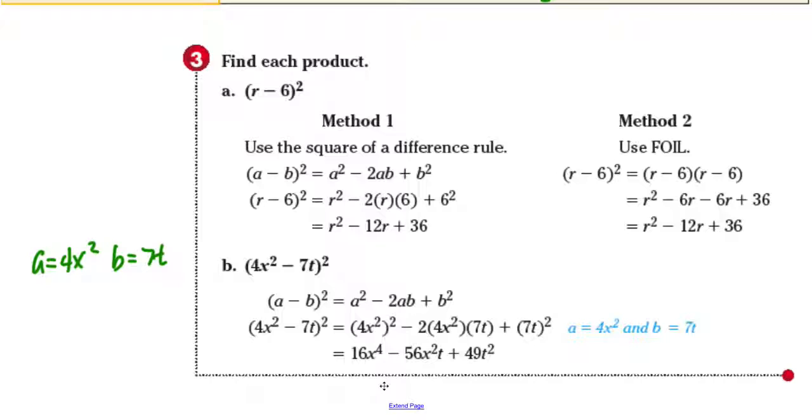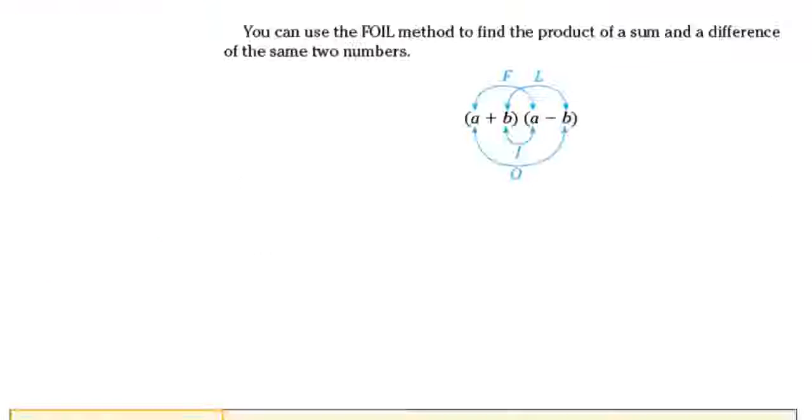Okay? And let's take a look at one more rule, which is going to be, again, very instrumental in the next chapter when we do factoring. But before we do that, let's take a look at this one using the FOIL method. You can use the FOIL method to find the product of a sum and a difference. So remember, our first one is the square of a sum rule. Second rule that we learned would be the square of a difference rule. And this one now is a difference of squares.